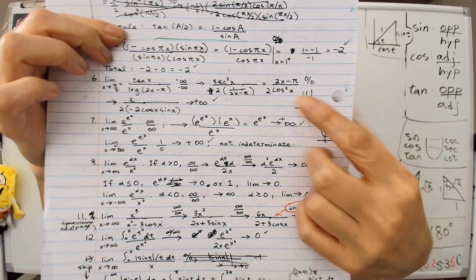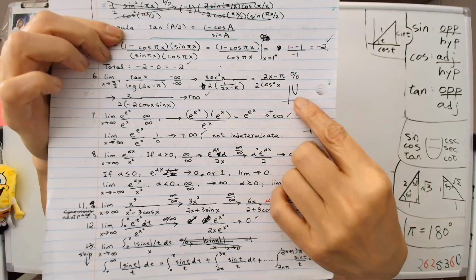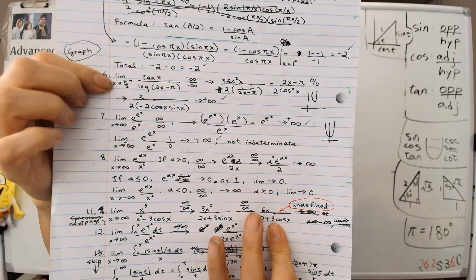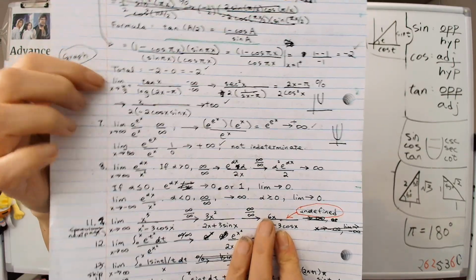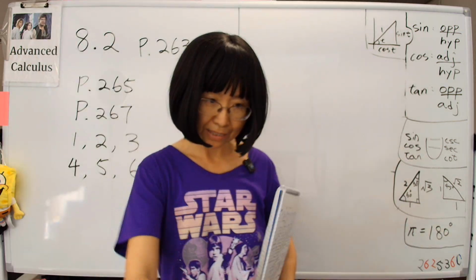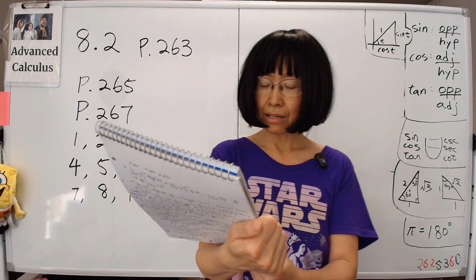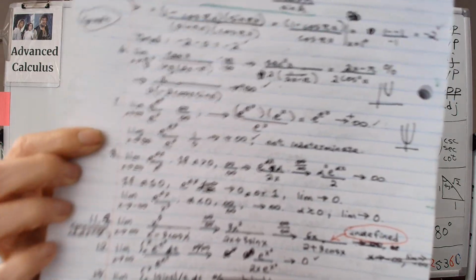But the graph does show that the function looks like this. It does go to infinity when x goes to pi over 2. It goes to positive infinity. And that's problem 6. Okay, next let's look at problem 7, which is infinity over infinity.